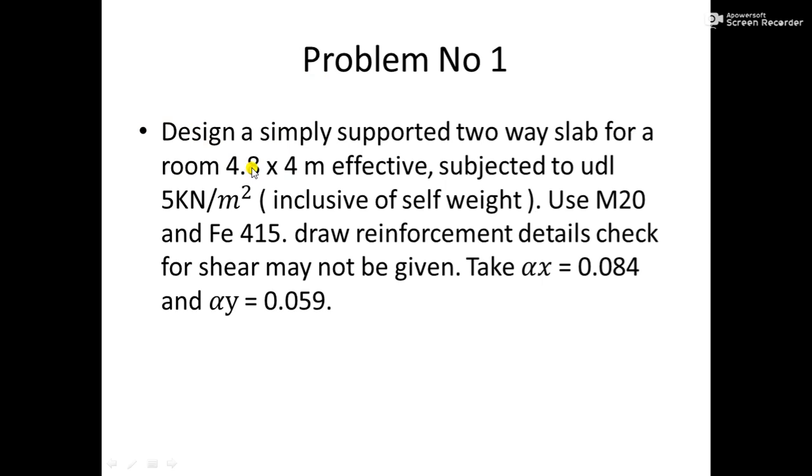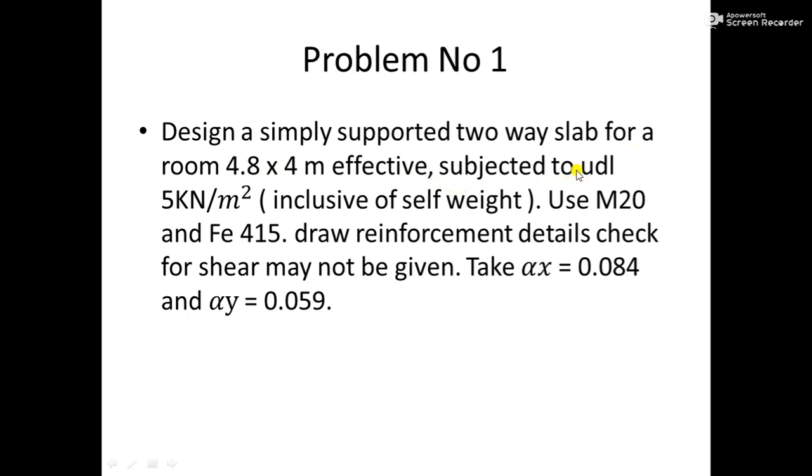So the ratio Ly by Lx, that is 4.8 by 4, comes less than 2, so this slab is a two-way slab. And these spans, Ly and Lx, are given as effective, so no need to calculate the effective lengths. We can take directly Ly as 4.8 meter and Lx as 4 meter, and these are given as effective, subjected to UDL.